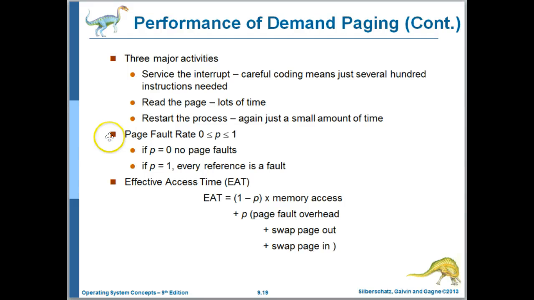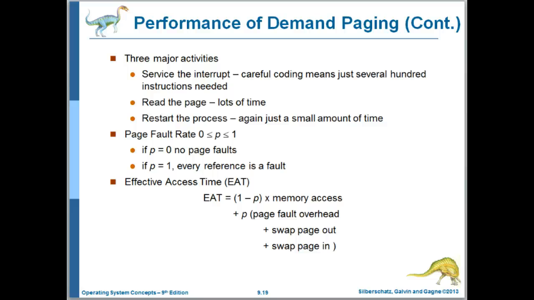So we have this notion of a page fault rate, which is a real number p between 0 and 1. If the page fault rate is 0, that means that we are incurring no page faults whatsoever. If the page fault rate is 1, then that means that every single memory reference is a fault.